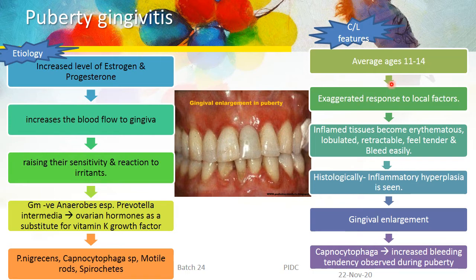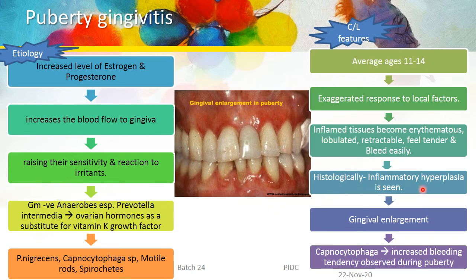This generally occurs between 11 to 14 years of age. Because of an exaggerated response to local factors, the inflamed tissue becomes erythematous, lobulated, retractable, feels tender and bleeds easily. So how do you differentiate a pubertal gingivitis from a normal gingivitis? These 5 factors play a major role in differentiating them. All these 5 factors combined, along with the age and the clinical history, show that this could be a pubertal gingivitis.